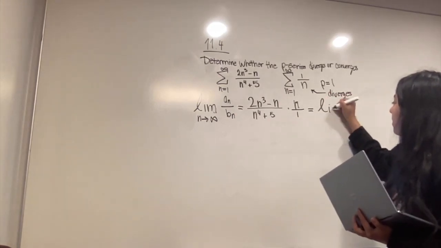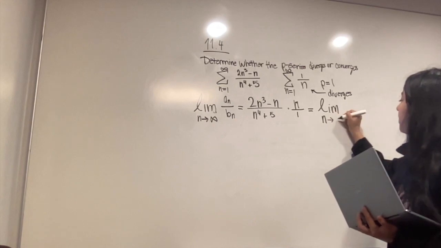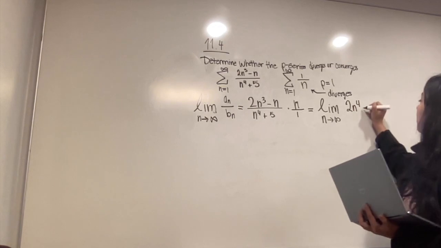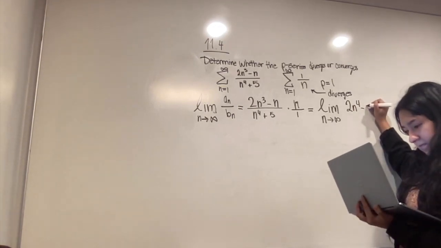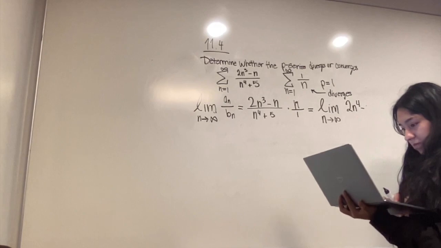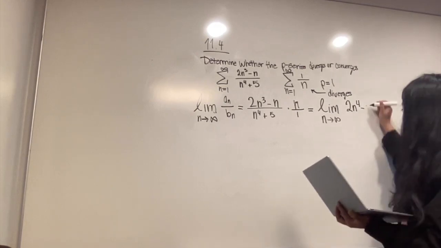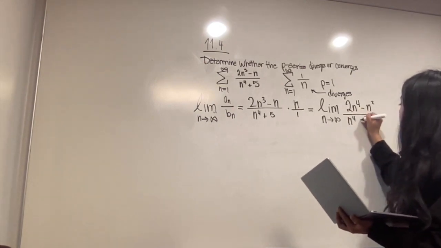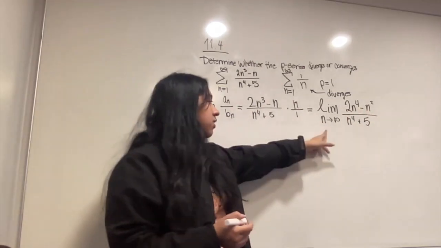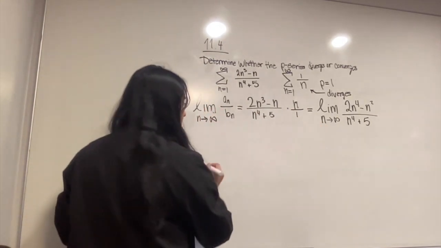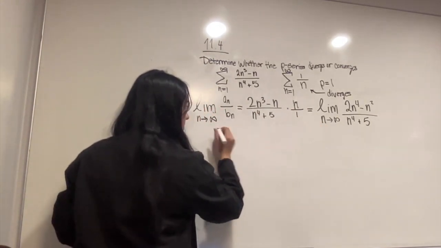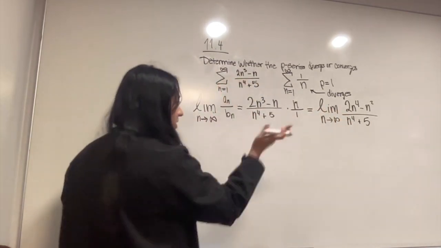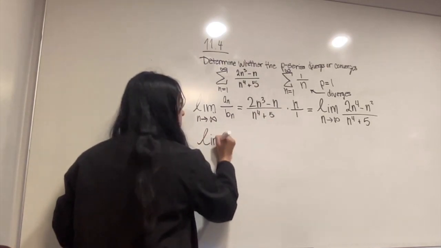So we're going to be finding the limit as n approaches infinity of 2n to the 4th minus n cubed over n to the 4th plus 5. So we're just going to evaluate that limit. There is a common factor of n to the 4th in the numerator and denominator, so that's why we're going to factor it out. And we're going to end up with this limit.